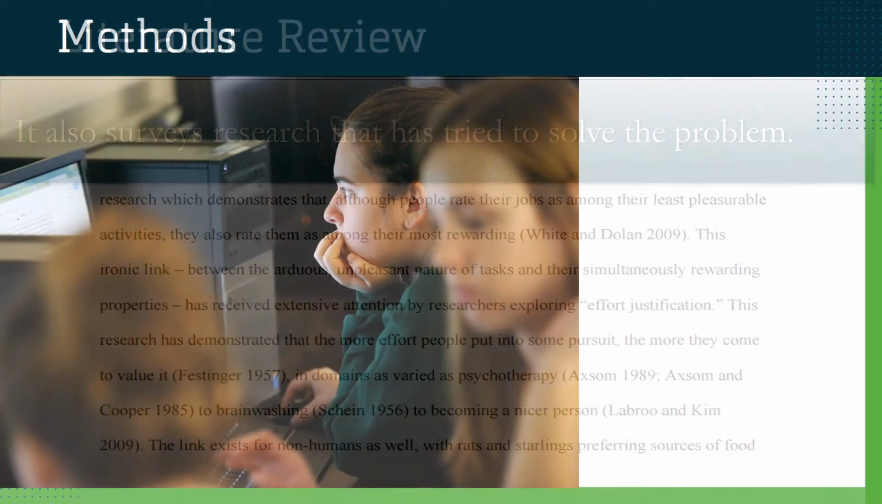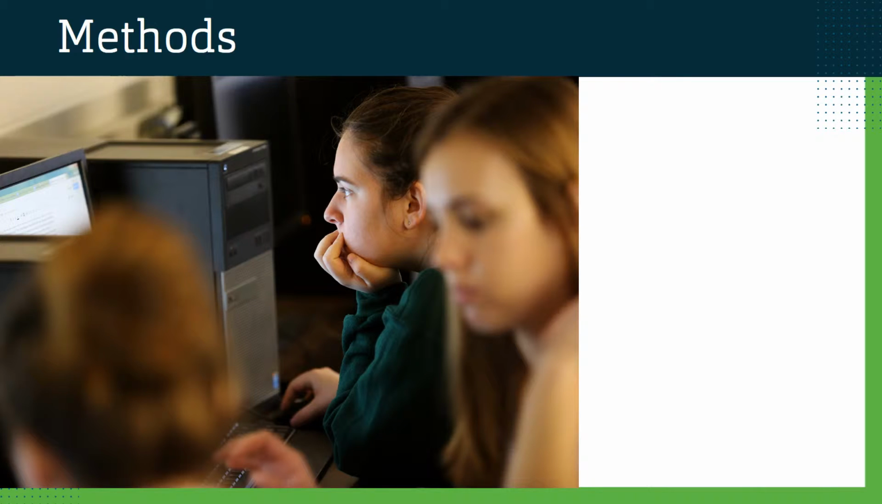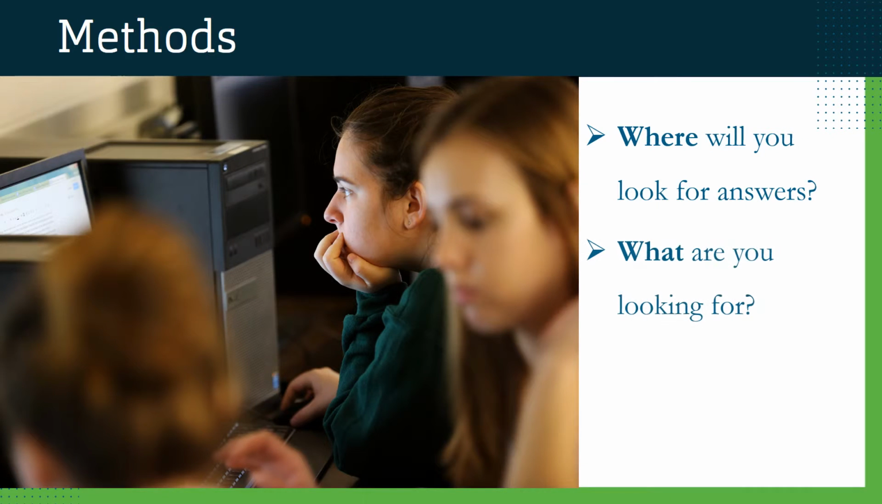The next section is your methods section, which is sometimes called process or methodology. The methods section sets out to answer the following three questions. Where will you look for answers to your research questions? What exactly are you looking for? And how do you plan on evaluating the results?